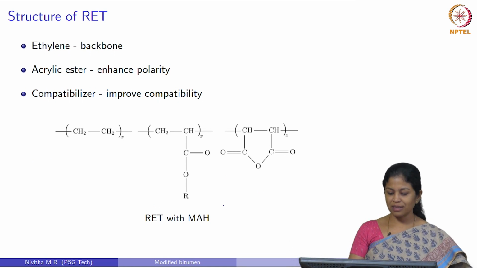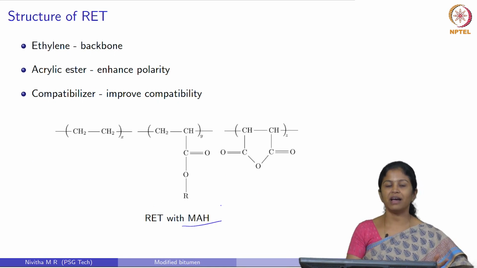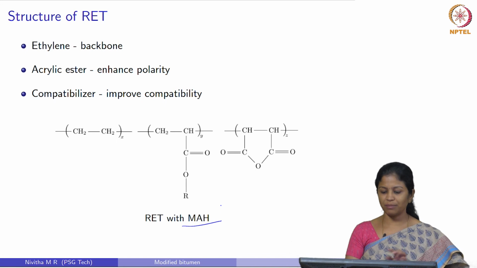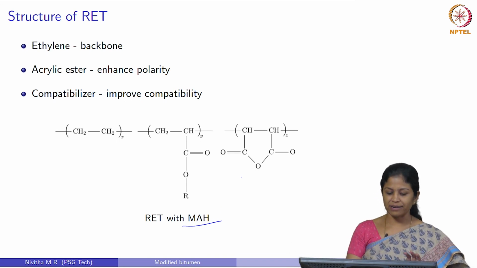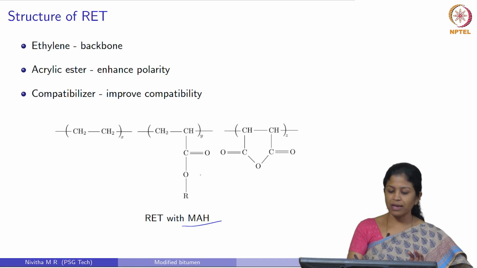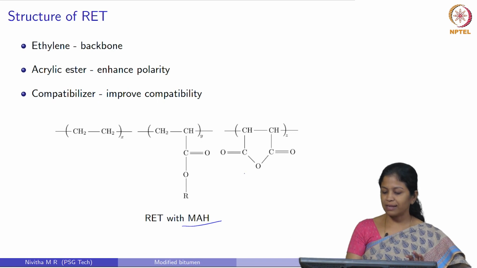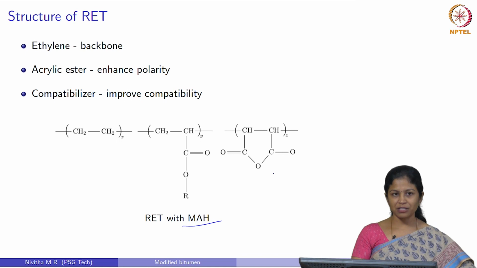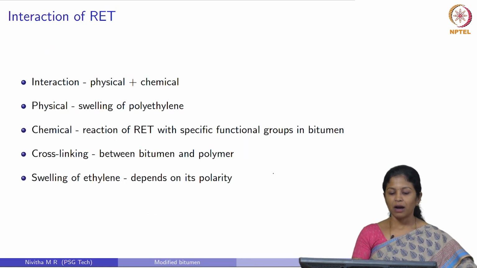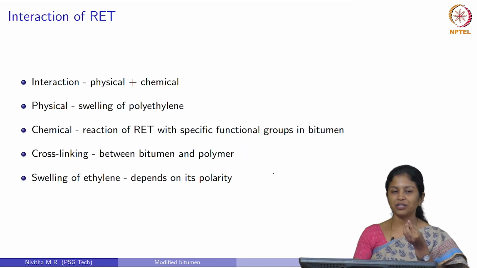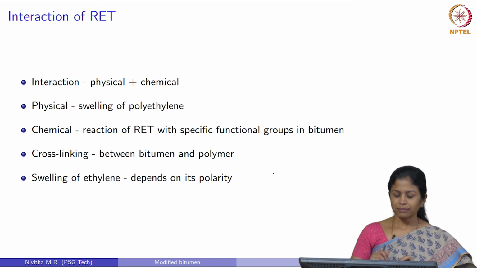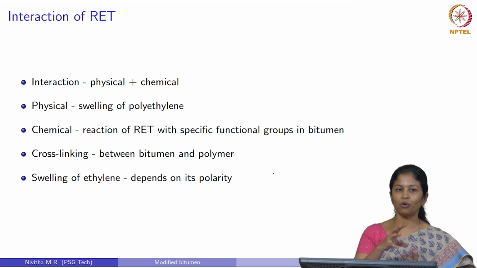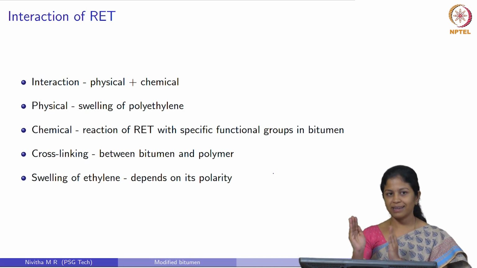So, similarly, this is a structure of maleic anhydride. Previously, I had shown you glycidyl methacrylate. Similarly, here we have maleic anhydride. So, again here ethylene chain, the acrylic ester and then we also have the compatibilizer which is present here. There are some literatures which have hypothesized how the chemical interaction between the compatibilizer and bitumen can occur. So, this interaction here is mostly physical and chemical here.